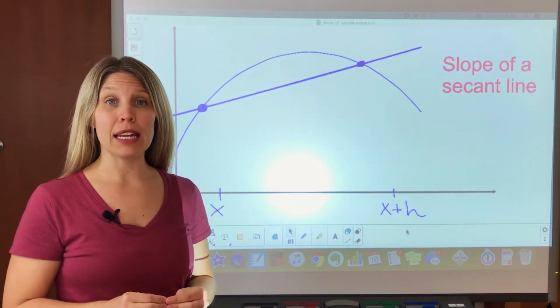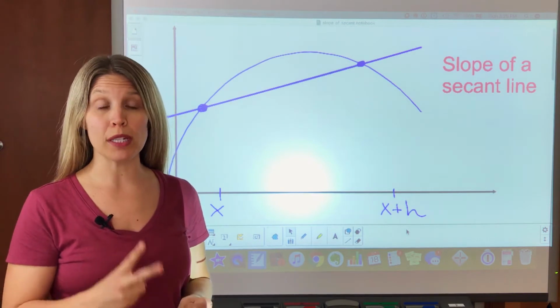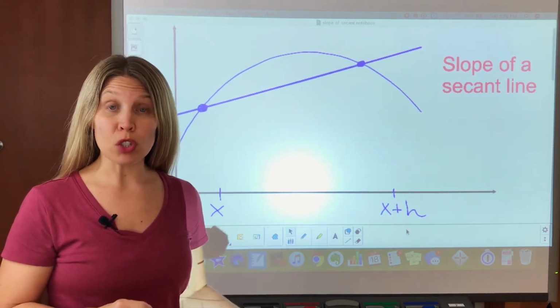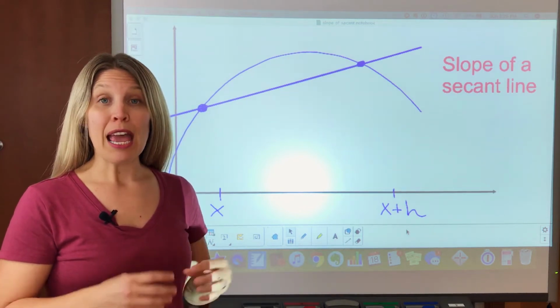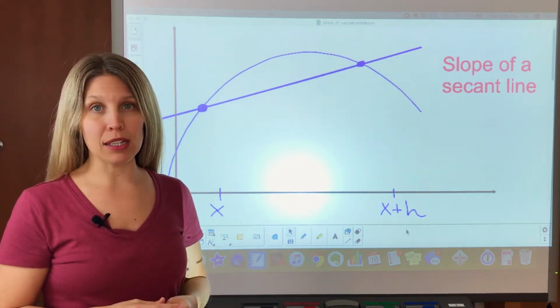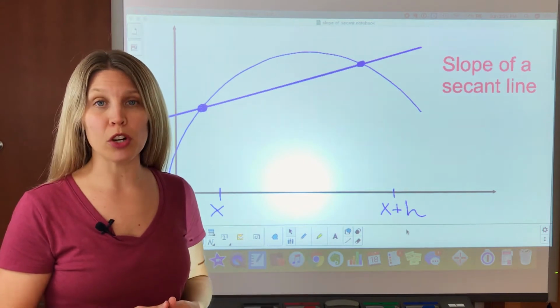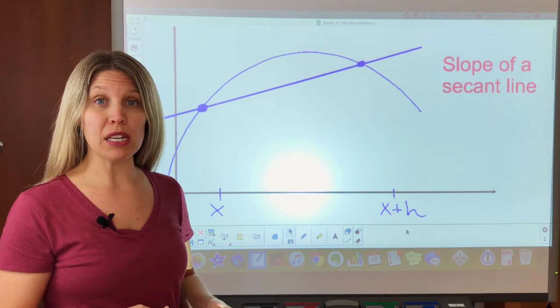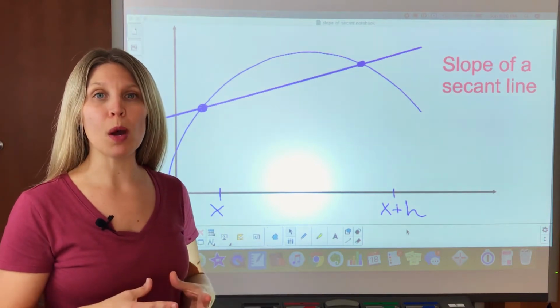A secant line is a line that goes through 2 points on a graph. Today we're going to start with finding the slope of the secant line, and we're going to take the limit of that secant line, and that is what's going to turn into our tangent line. So if you look at this graph, what you'll see is a secant line going through 2 points.